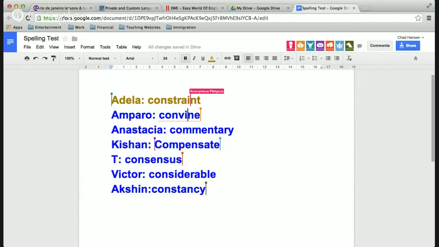Okay, it's this one right here. I would need to change that I for which letter? There you go. Okay, convene, to gather. To gather someplace. To convene at the church. Convene. All right, nice job, Amparo.